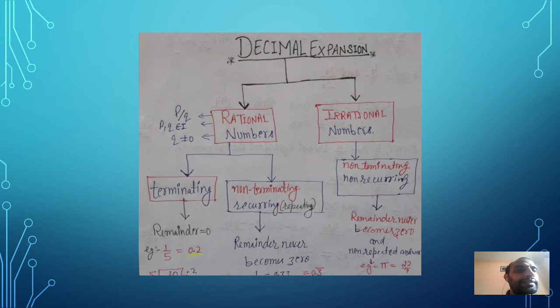The third category, non-terminating non-recurring, comes under the main category of irrational numbers. So we can define irrational numbers as numbers which are non-terminating as well as non-recurring. In these cases, the remainder never becomes equal to 0, and the answer is not repeated. That means all the time we are getting a different answer. You can take some examples here, as I have given pi, or root 5, or all the prime numbers with the square root. They come in the category of irrational numbers.